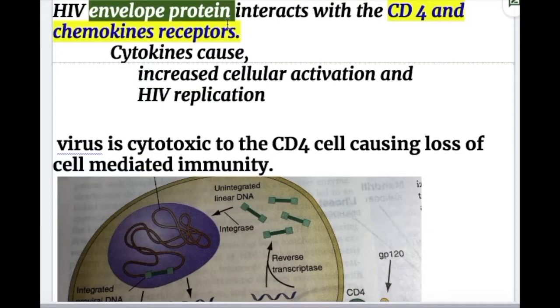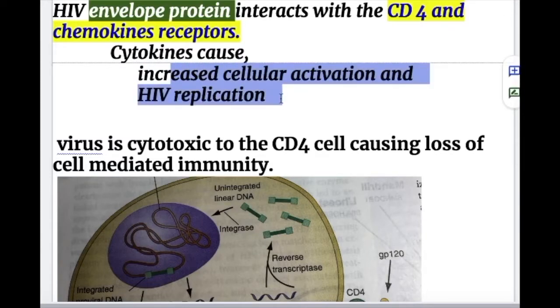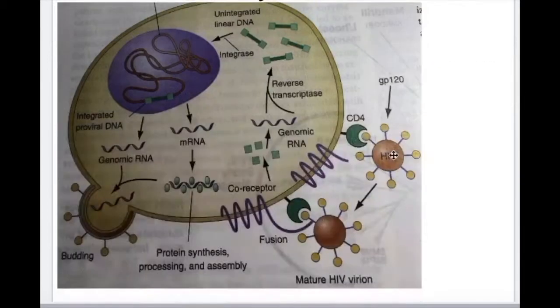HIV envelope protein interacts with the CD4 and chemokine receptors. Cytokines cause increased cellular activation and HIV replication. Virus is cytotoxic to the CD4 cell. The virus binds to the CD4 cell receptor here with the help of GP120 protein, and then fuses with it with the help of GP41 protein, and then coils into, penetrates into the CD4 cell, where the viral genome, proteins and enzymes are released into cytoplasm of the CD4 cell.